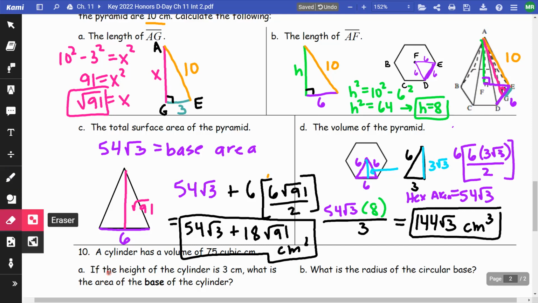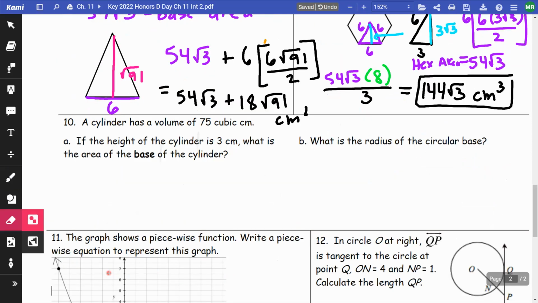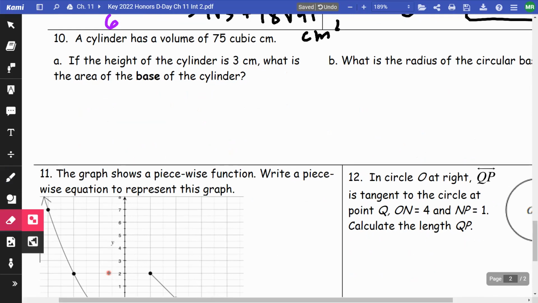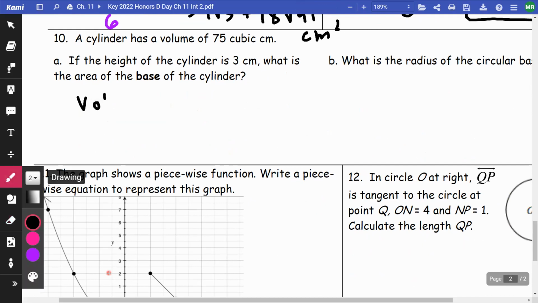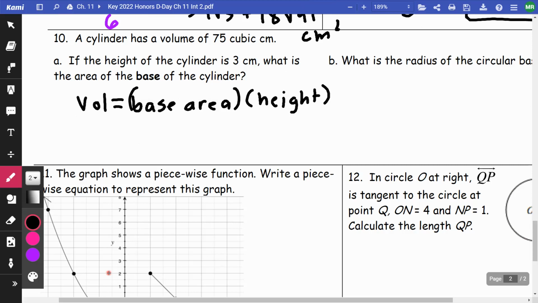Okay. I'm just going to clear that so I can read the next problem. So on number 10, we have a cylinder that has a volume of 75 cubic centimeters. We know that the height of this cylinder is 3. We want to find the base area. So if I want to find the volume of a cylinder, I'm going to take the base area, which happens to be a circle, times the height, and that's going to be my answer.